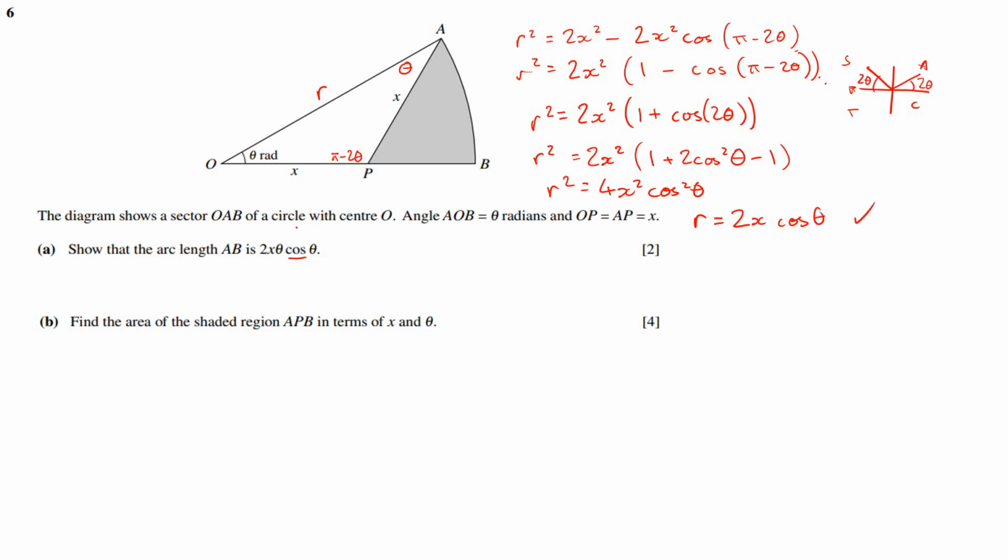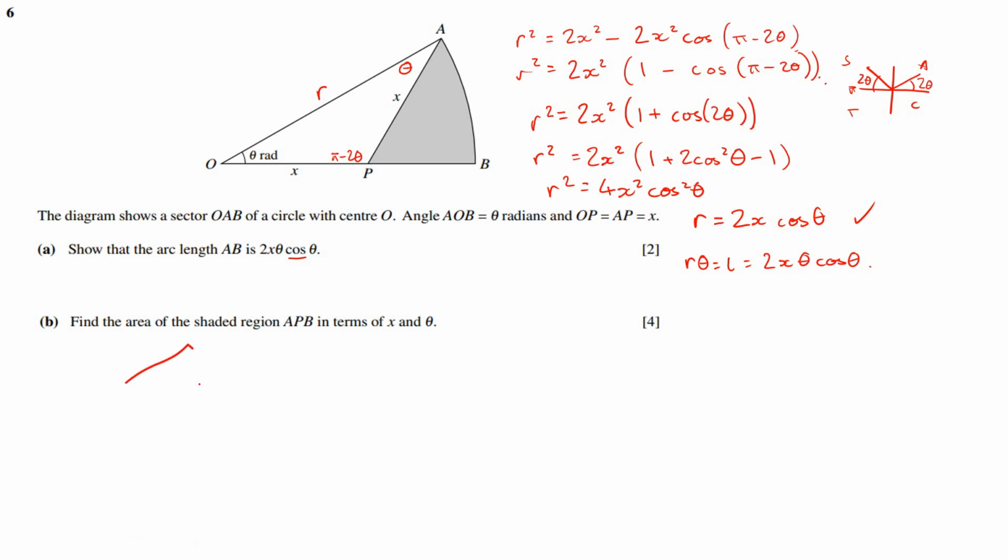Okay, now once we know that gives us our r, we need to multiply that by theta to get the arc length. So we'll multiply it by theta, we'll end up with r theta equals L, which equals this thing multiplied by theta, 2x theta cos theta. Done. Okay, that's tough.